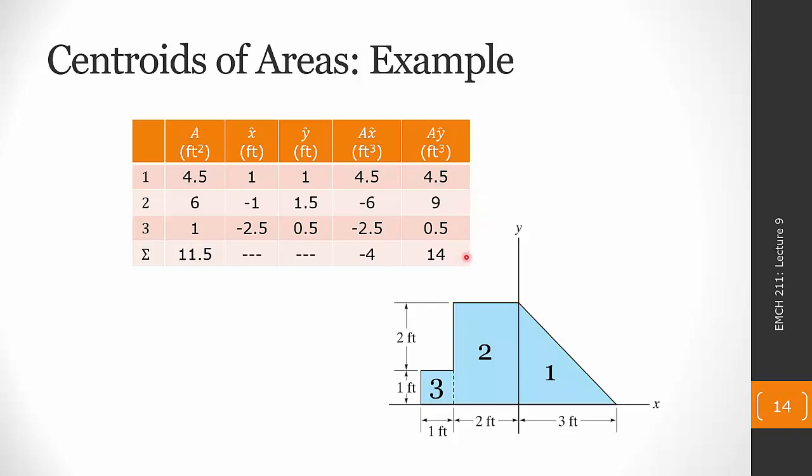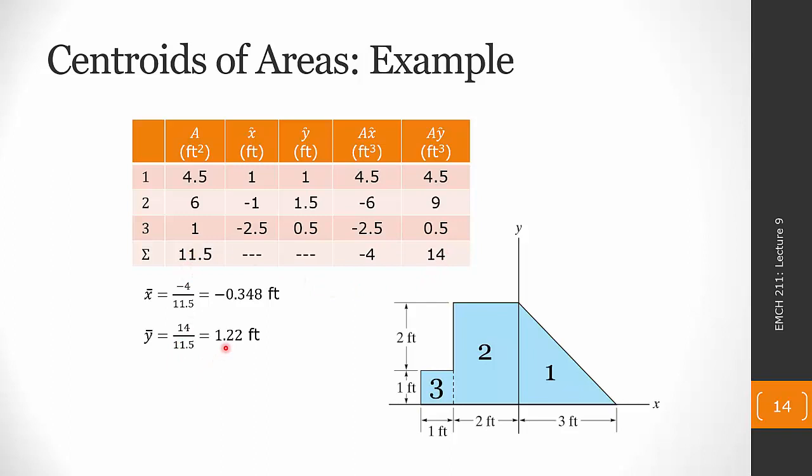So these A x tilde sums we're going to use to find x bar. X bar is going to be the total of our A x tilde divided by our total area. So negative 4 divided by 11.5. So to 3 decimals, that is negative 0.348 feet. And we can do the same thing to find y bar. We'll take the 14 divided by the 11.5, and we get a positive 1.22 feet.